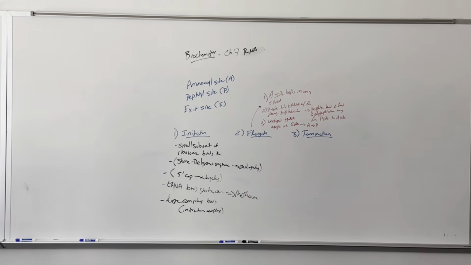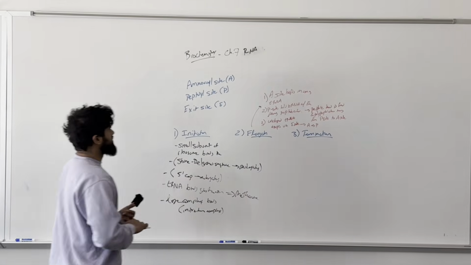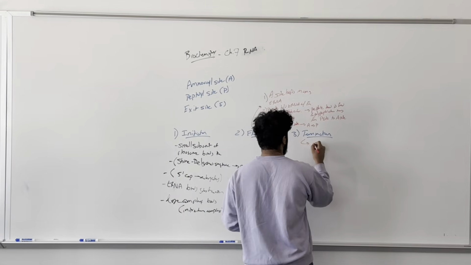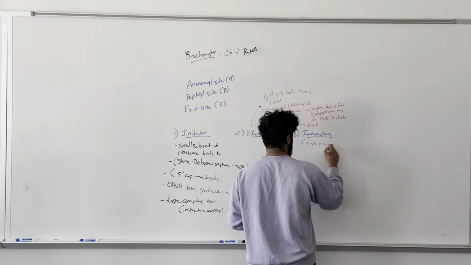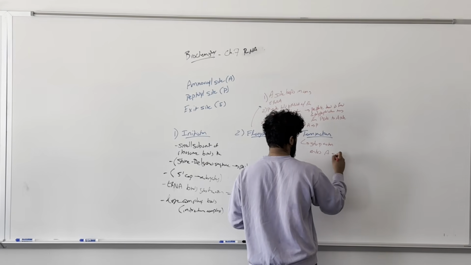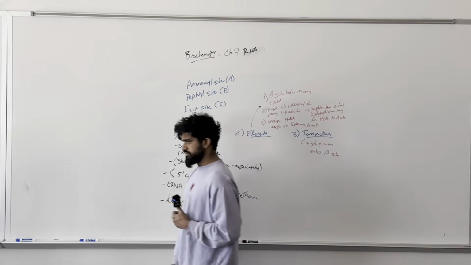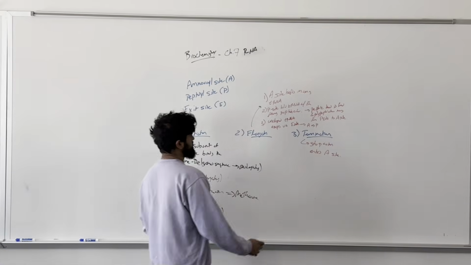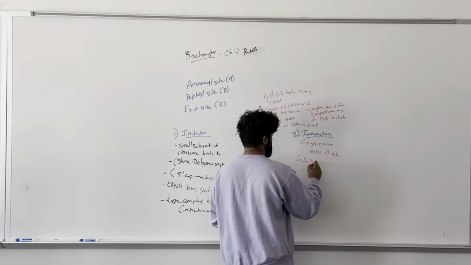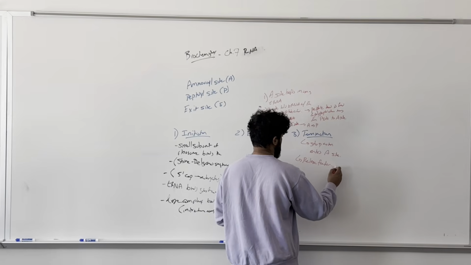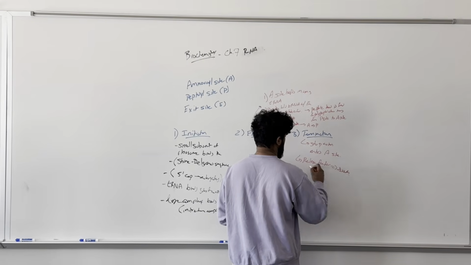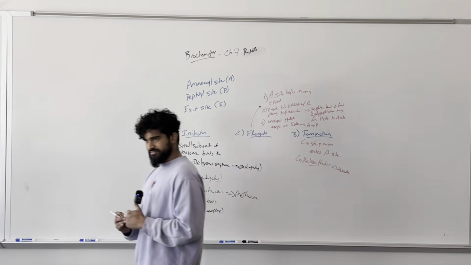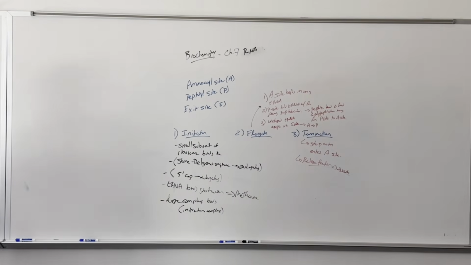Termination occurs when we have a stop codon moving into the A site. Stop codon enters the A site. Release factor binds and the ribosome dissociates. Hooray! The release factor leads to dissociation.